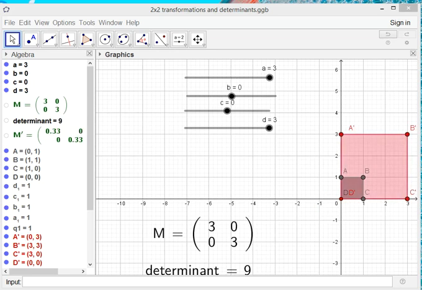Here is an enlargement of scale factor 3, shown by M equals 3, 0, 0, 3. The determinant is positive, 9. We had a unit square object. The image is 9 times bigger, and you will also notice that the orientation of the original vertices remains unchanged.